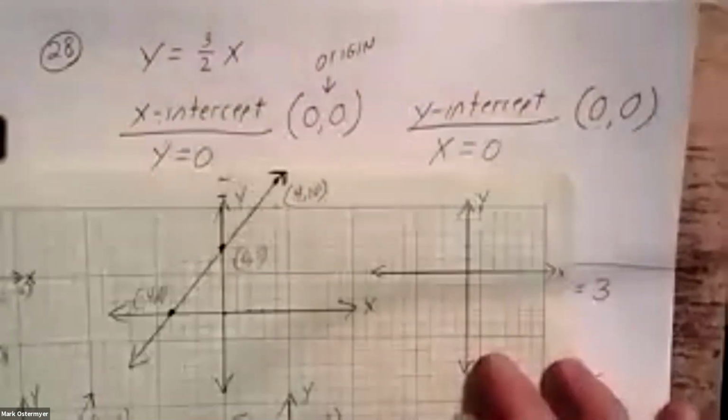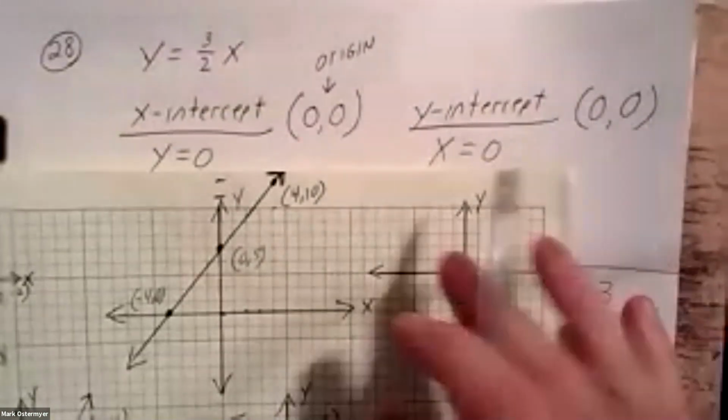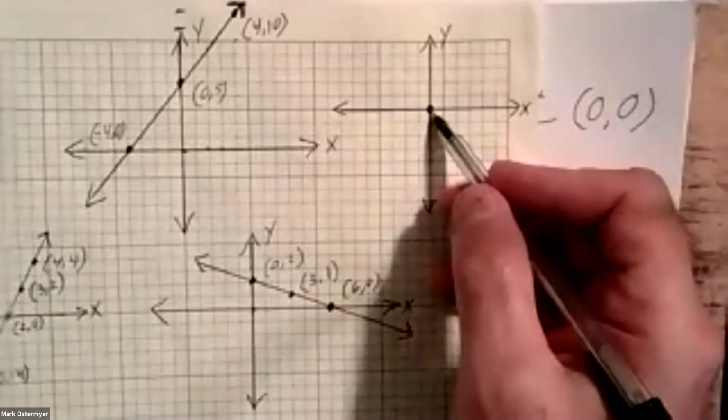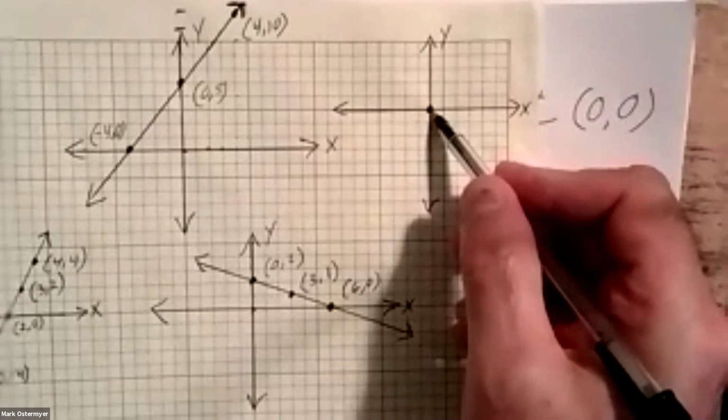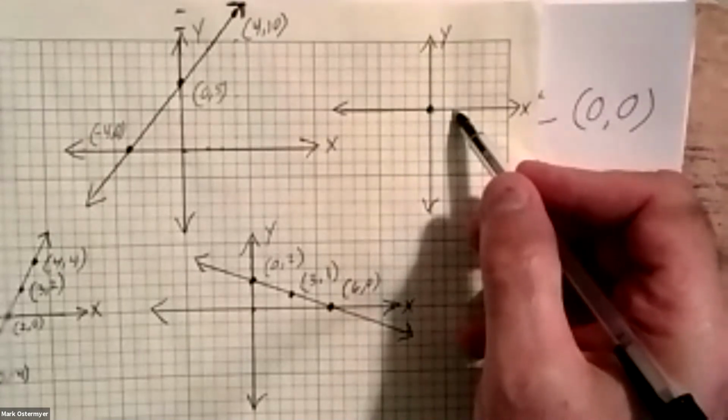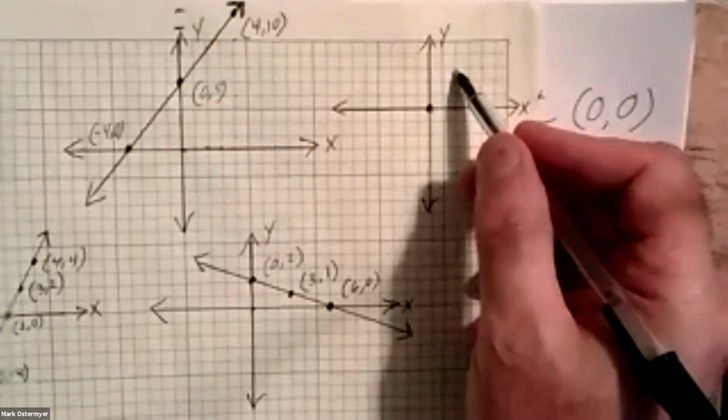All right, (0, 0) is both the x and the y intercept. Do you agree? The origin is both the x and y intercept. What's another point? (2, 3). How do I plot (2, 3)? You move 2 to the right, and then up 3. 1, 2, 3, right there. There's (2, 3).